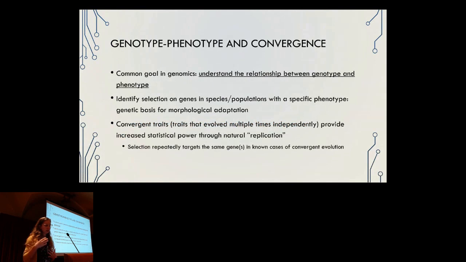So the goal of BUSTED-PH comes from the common goal in genomics, which is to understand the relationship between genotype and phenotype. We can do this by identifying selection on genes in a particular species or population with a specific phenotype, which is the genetic basis for morphological adaptation. We can use convergent traits, or traits that have evolved multiple times independently, to provide increased statistical power through their natural replications. In known cases of convergent evolution, selection is repeatedly targeting the same gene.